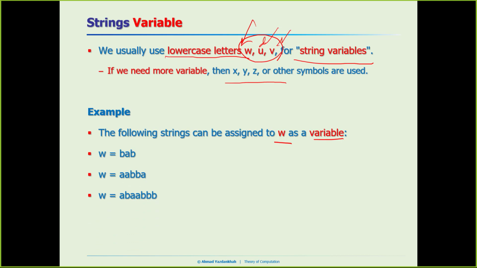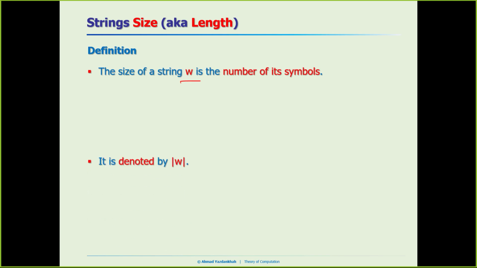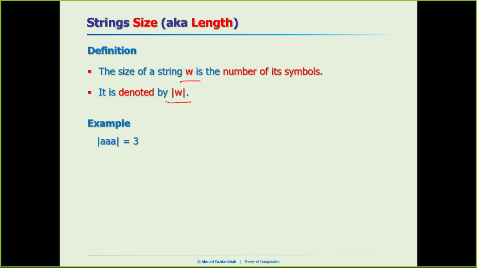Okay, the size of the string. You can guess that it is the number of symbols, right? So if we call the string w, then the number of its symbols will be its size, and we denote that with two vertical bars. Here are some simple examples. AAA has size 3, then 5, 4, right? I am sure you won't confuse this size with the set size.